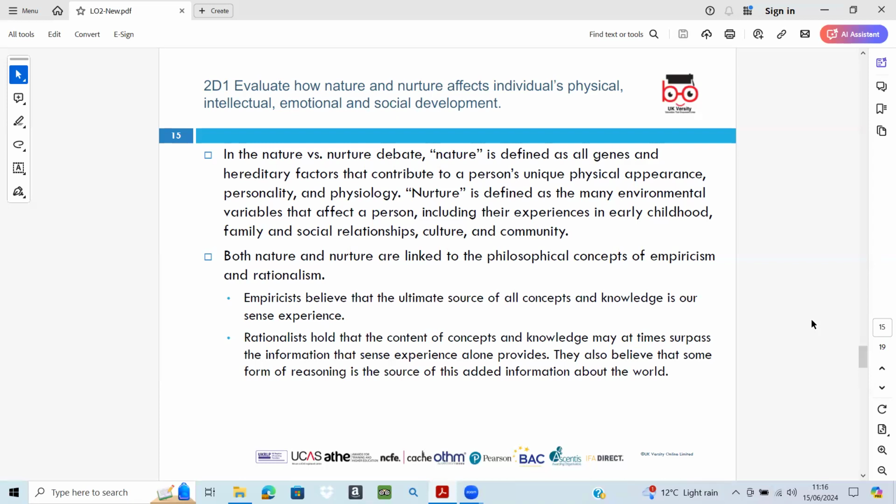Then we have the impact on development. For example, if we talk about physical development, in nature, genetic factors influence physical attributes like height, body type, and certain health conditions. While if we talk about nurture, environmental factors such as nutrition, exercise habits, and healthcare can all have an impact on physical growth and overall well-being.